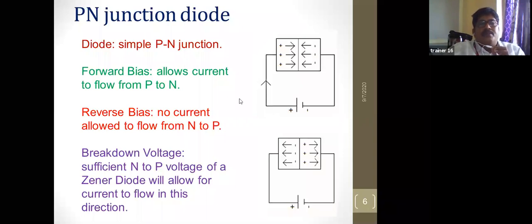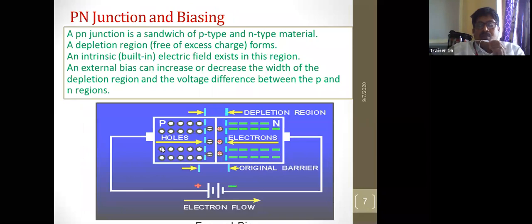Next, I will discuss the PN junction diode briefly. All of you see clearly, the P-type semiconductor is connected to the positive terminal and the N-type is connected to the negative terminal. Here the P-type has holes, that is, a positive charge. In between, the P-type and N-type semiconductors are sandwiched. And this region, if you see clearly, is the barrier, the depletion region. This is the original barrier.